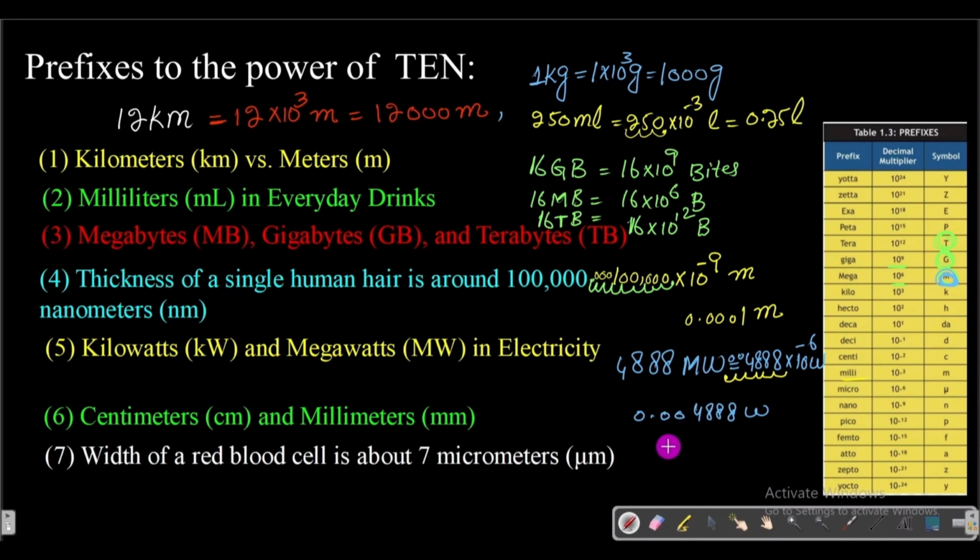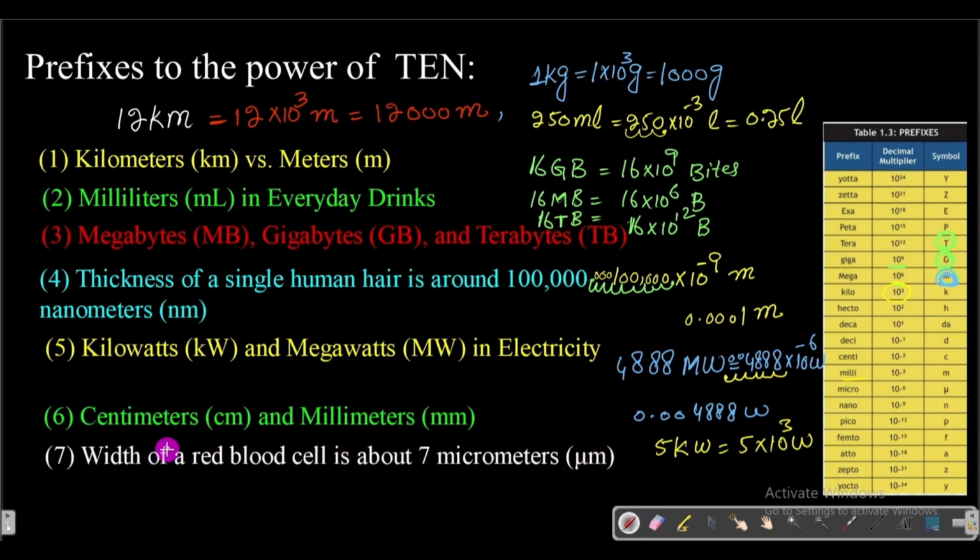And similarly, if someone says that this generator produces 5 kilowatts. So here 5 is the number and kilo is present here. So kilo is about 10 power 3. So here is the kilo, which is equal to 10 power 3, so 5 multiplied by 10 power 3 watt.